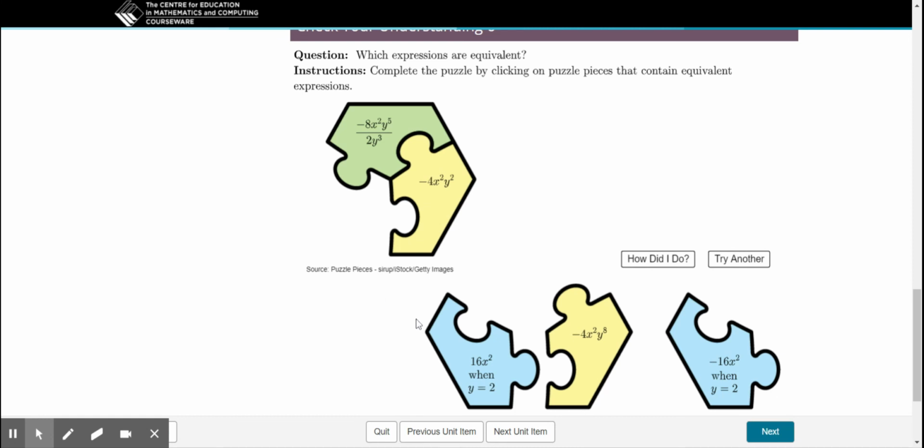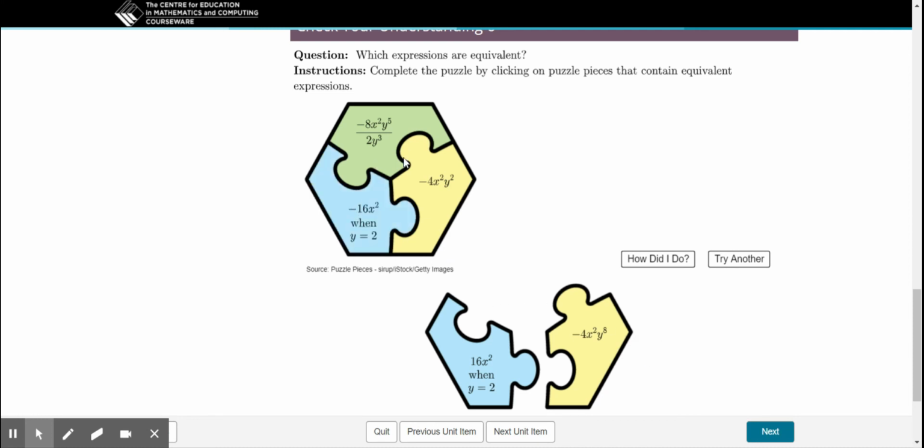And now we have to evaluate. Now we have blue. Look at the blue pieces, and we're going to see what happens when the value of y equals 2, and what happens to our expression. So when the value of y equals 2, that means this expression would be y squared or 2 squared, meaning it's 4. This is replaced by the value of 4. And we multiply 4 by negative 4, we end up with negative 16x squared, which is this piece.